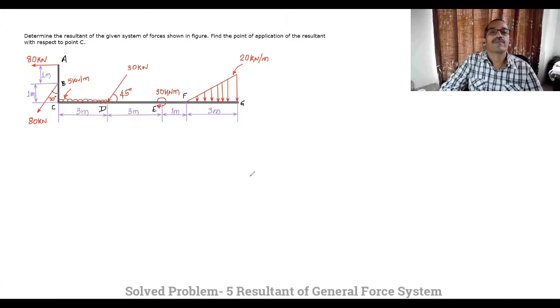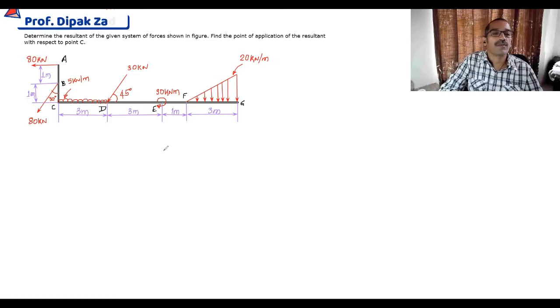Hello students, we'll solve a problem on a general force system. See what is given in the figure. There is one bent bar, which is bent at point C. AC is vertical and C to G is the horizontal portion.